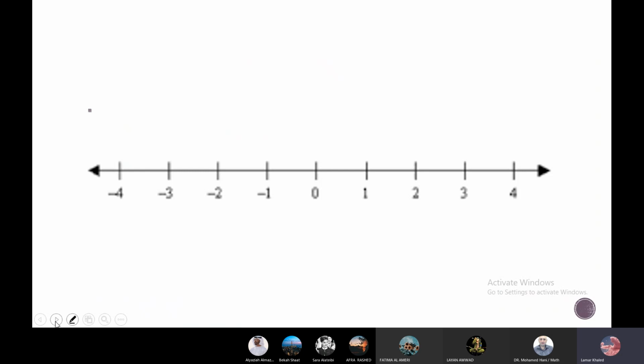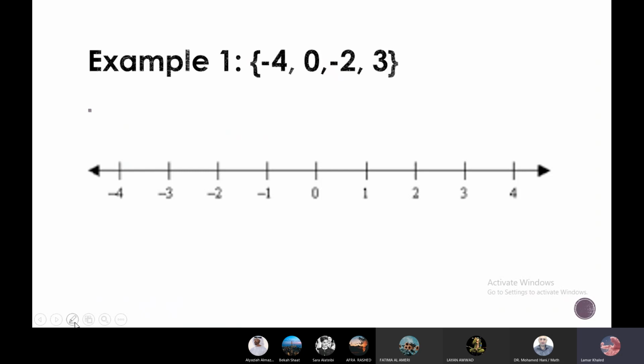Now for an example, we have example number 1. We have -1, 0, -2, and 3. What we're gonna do here is place these on the number line. So if we have +2, we're gonna place it here, and so on. So who wants to place -4 on this number line first? Layan, can you tell me where we can place -4?